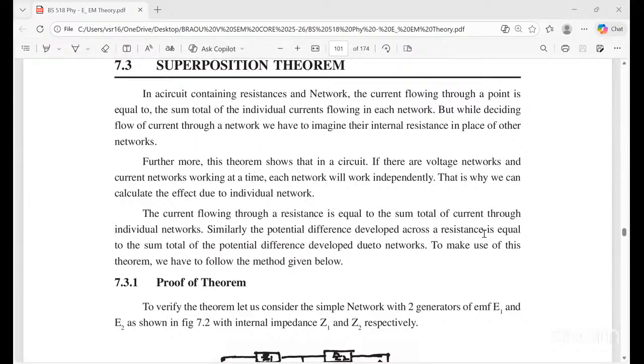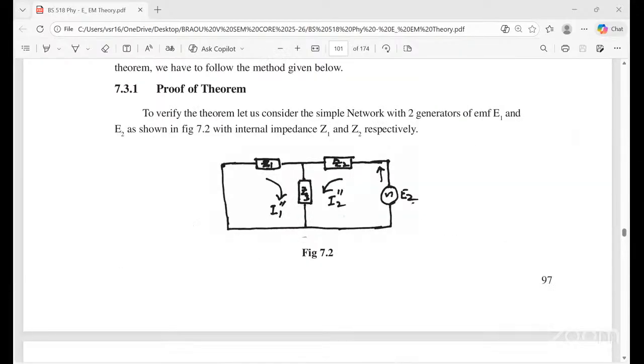So the current flowing through a resistor is equal to the sum total of the currents through the individual networks. Similarly, the potential difference developed across a resistance is equal to the sum total of the potential differences developed due to the networks. Okay, so this is about the superposition theorem.